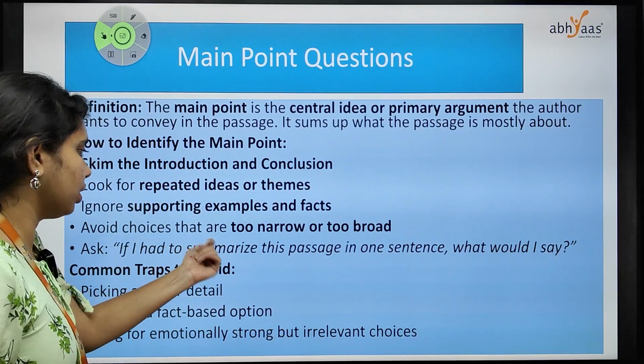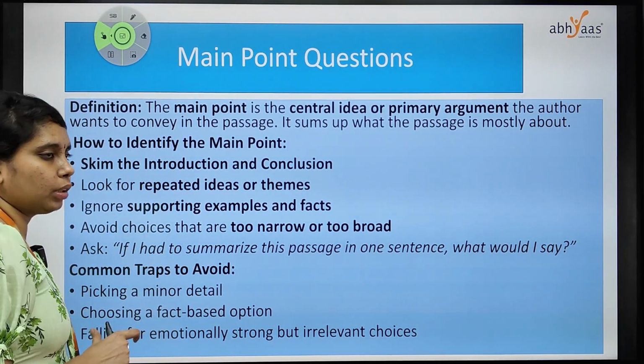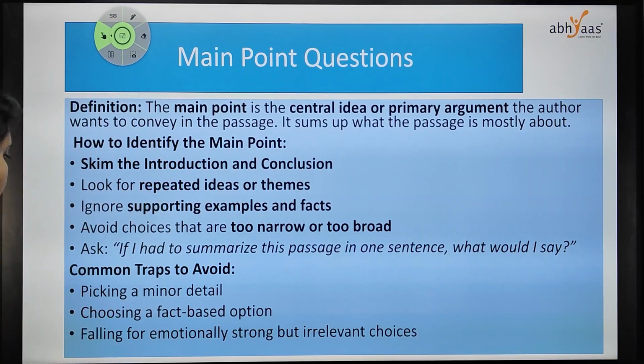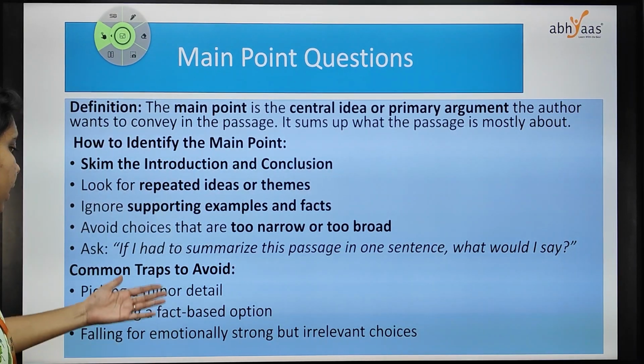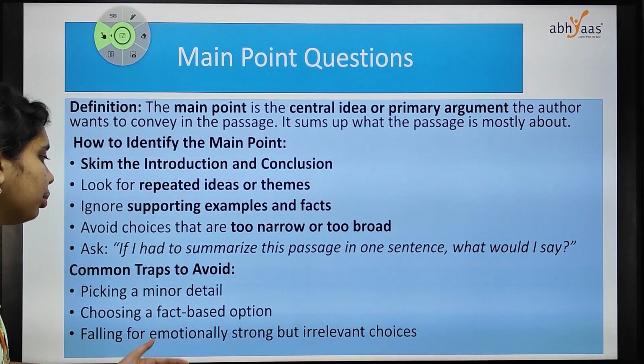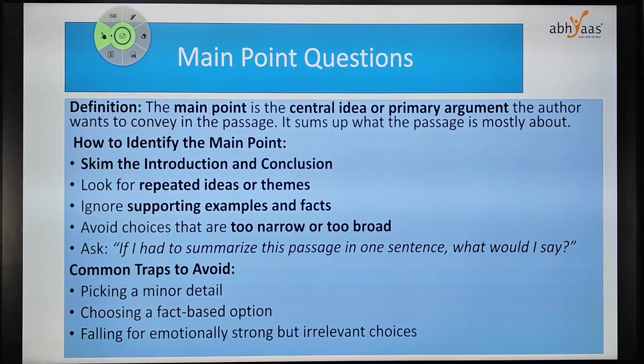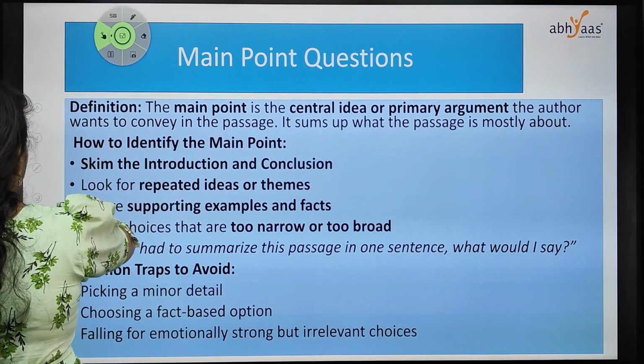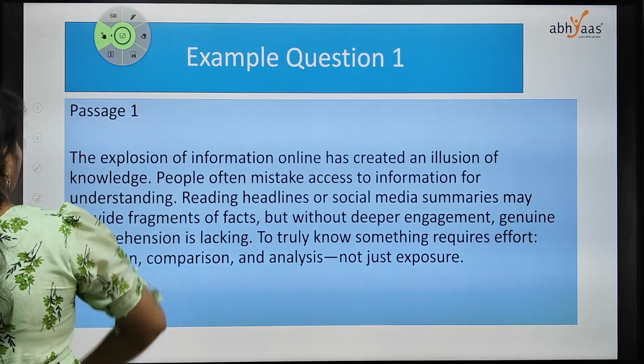You can ask yourself this question: if I want to summarize the whole passage in one sentence, what would that be? Common traps to avoid: picking a minor detail, choosing a fact-based option, falling for emotionally strong but irrelevant choices. That does happen at times. We have to be careful. Let's look at some examples now.